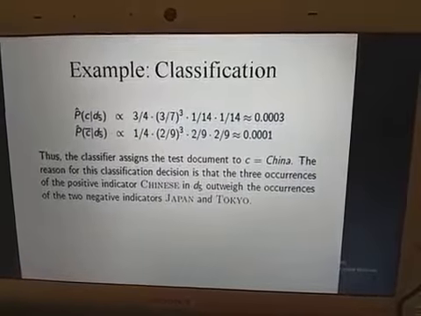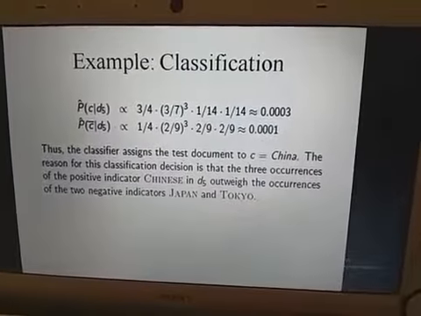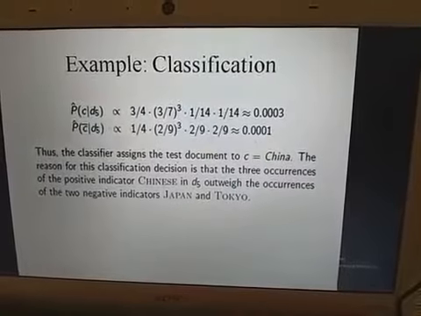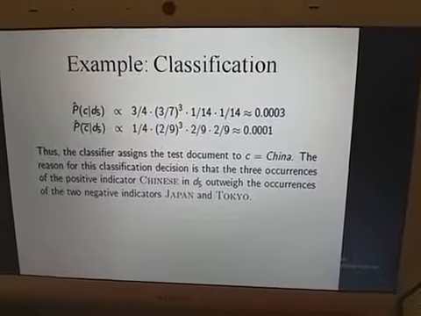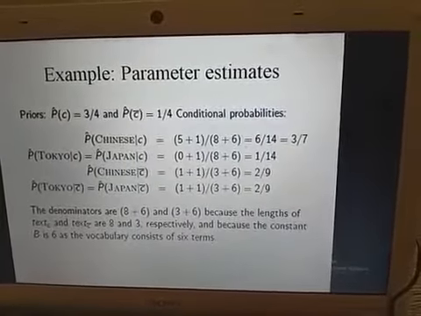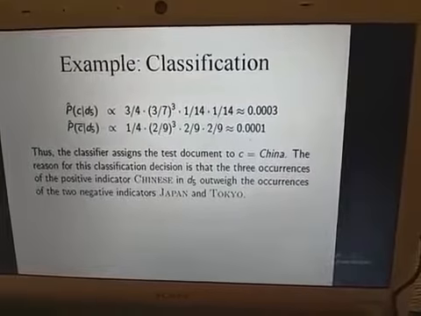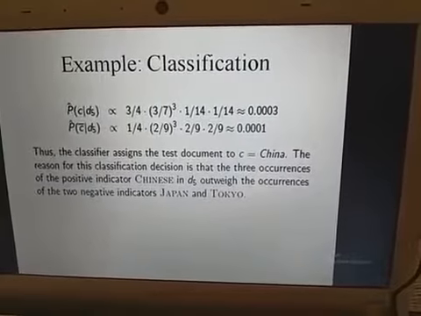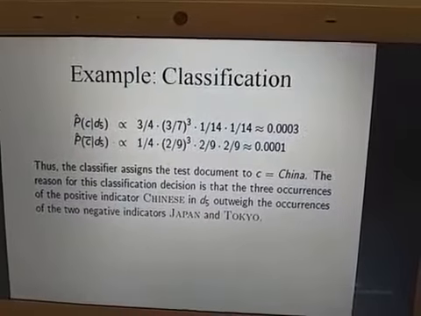Then we classify, taking C, that means with respect to yes and with respect to no. That means the probability of C belonging to the class and the probability of not belonging to the class. So 3 by 4, as we have calculated there, 3 by 4 and 3 by 7 for Chinese, and 1 by 14 and 1 by 14, which equals 0.003. Thus the classifier assigns the text document to C equals China.